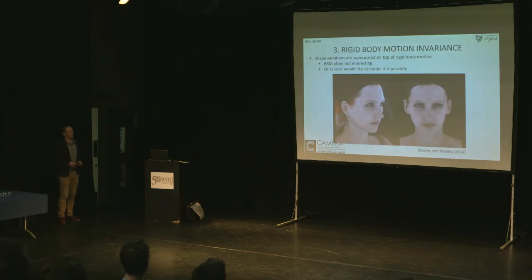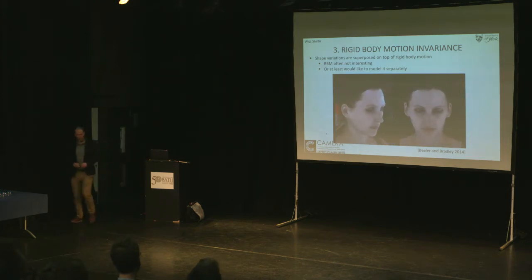Okay, and the last sort of challenge I'd like to pose in this area is that when we capture these shapes and we capture a deforming object, we're actually measuring two things. We're measuring the interesting deformation of the shape, but that's superposed on top of some rigid body motion that is probably not interesting, or at least we probably want to model it separately. So to give you an example that I think is quite relevant, camera.